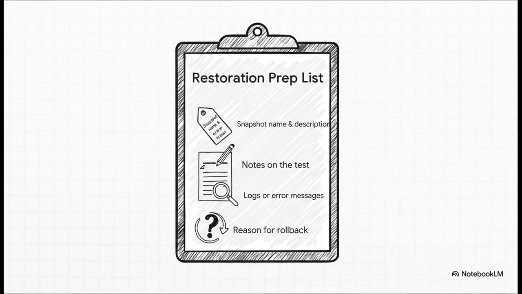To make that rollback truly educational, you have to treat it like you're writing a lab report. Before you hit restore, document everything on this checklist. What was the snapshot's name? What did you test? What did the logs or errors say? And most importantly, why are you rolling back? This is how you turn a failure into a valuable piece of data.